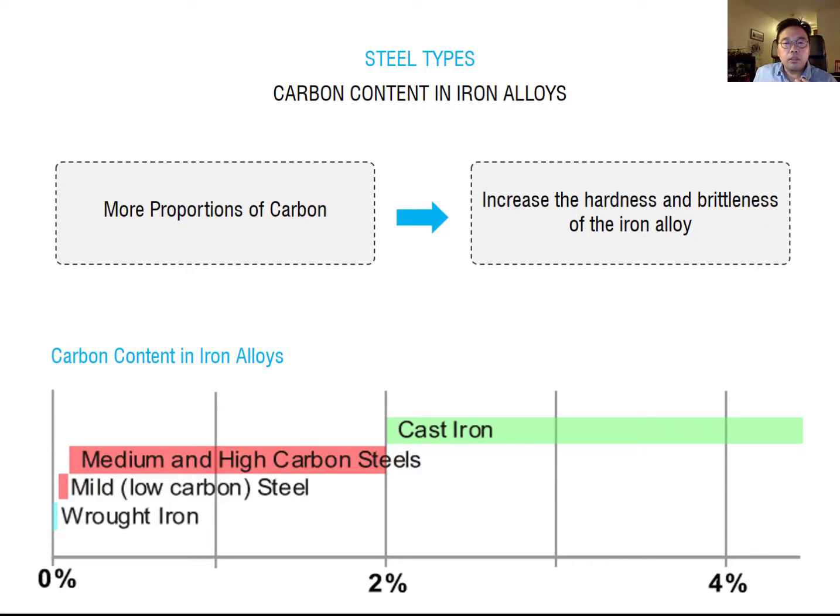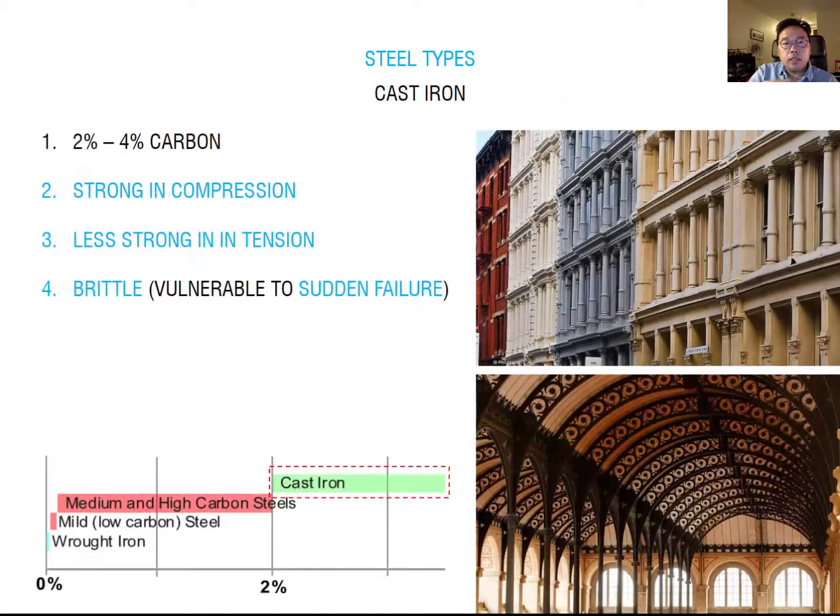So let's look at the cast iron first. Cast iron is the strongest steel type, having 2% to 4% carbon content. It has strong compression, however, it is less strong in tension. During the 20th century, cast iron was used structurally and ornamentally, especially in New York City. They have a lot of cast iron facades, and you can also see the internal structure members found in New York using cast iron.